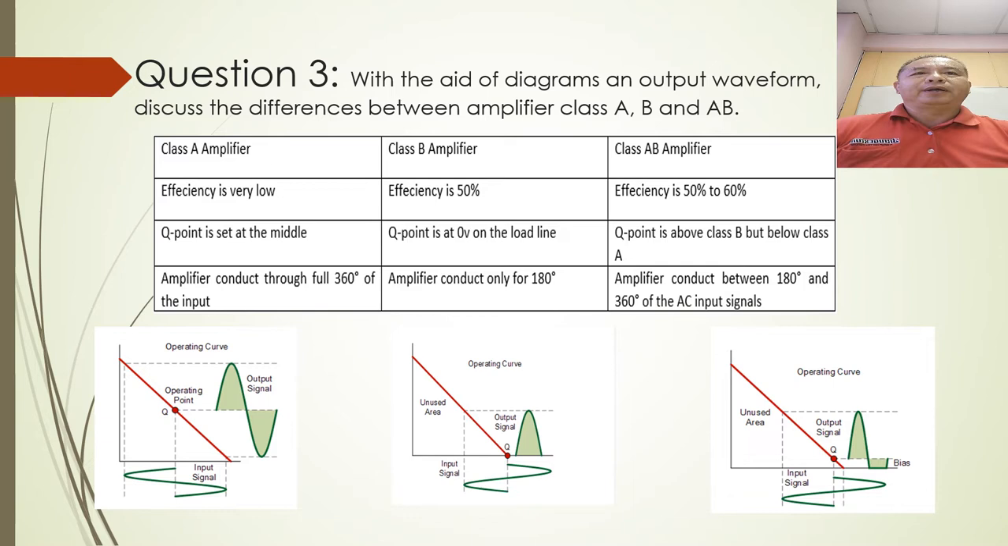The amplifier conducts only for 180 degrees. Class AB amplifier efficiency is 50% to 60%. The Q point is above class B but below class A. The amplifier conducts between 180 degrees and 360 degrees of the AC input signal. Below is a diagram. As the diagram shows, you can see the result.